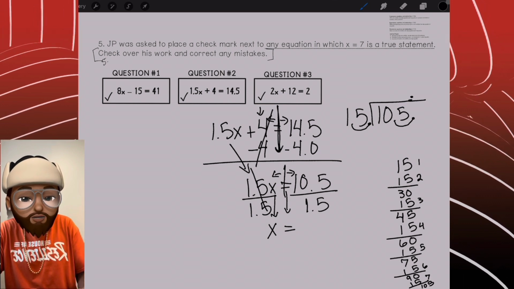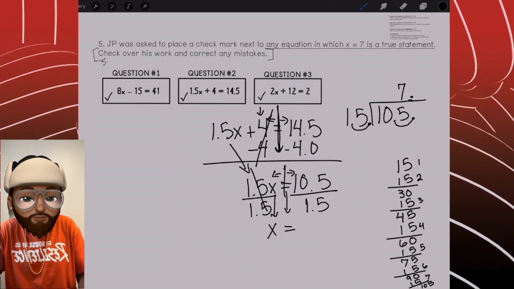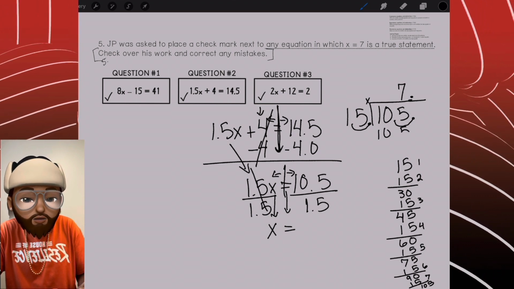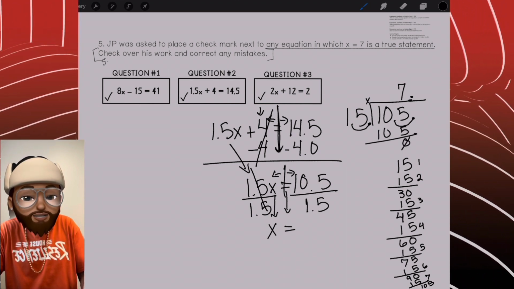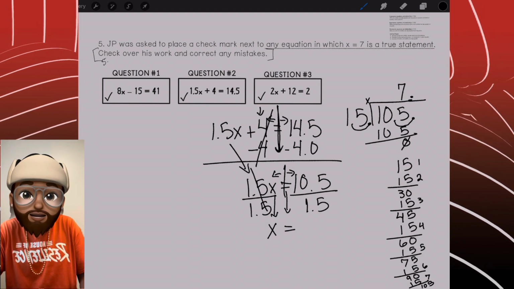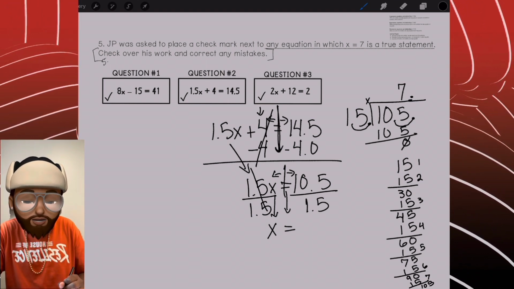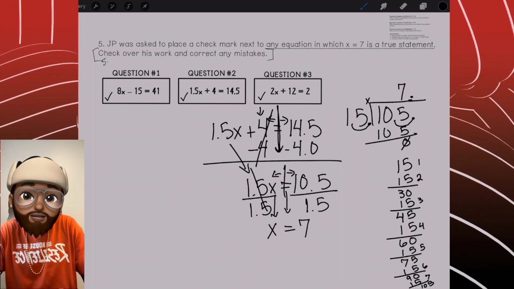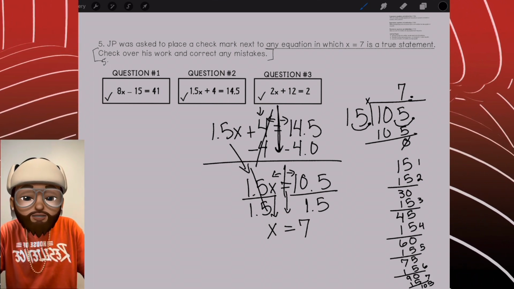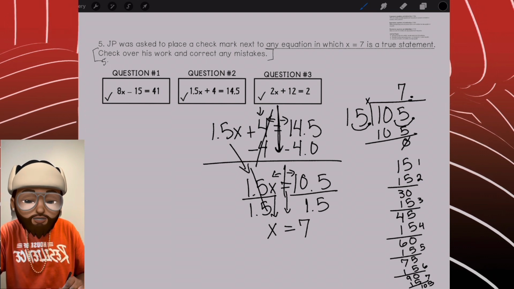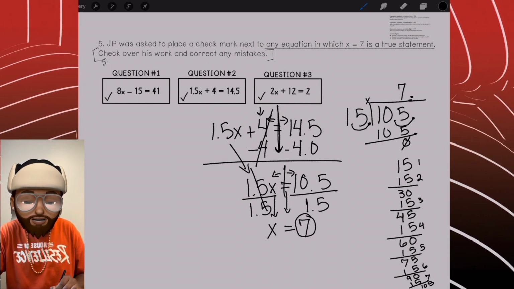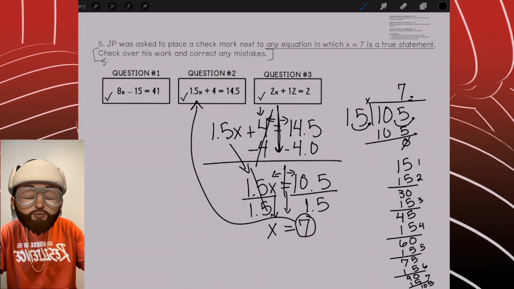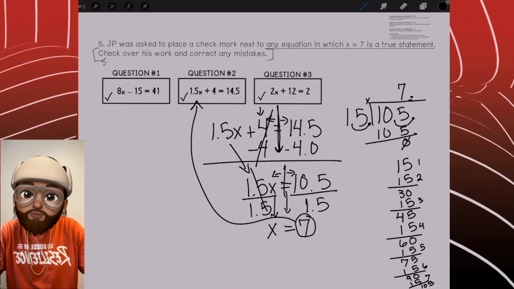So now we know that the 7 would go right here, and 7 times 15 would give us 105. We would zero out, and so we know that our answer will be 7. So x will equal 7 in this instance, which does match what the question is asking. So let's check to make sure that this 7, if we input it for the x value right back into the question, will it work? Let's check now.